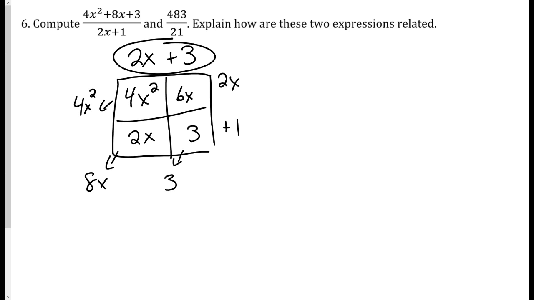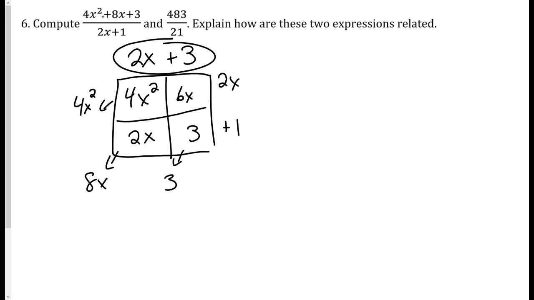Now to do 483 divided by 21. How are these two related? Well, I'm going to answer that question to answer 483 divided by 21. If I plug in x equals 10, I get 400 plus 80 plus 3. That's the numerator divided by 20 plus 1, 21. So these expressions are related if we let x equals 10.